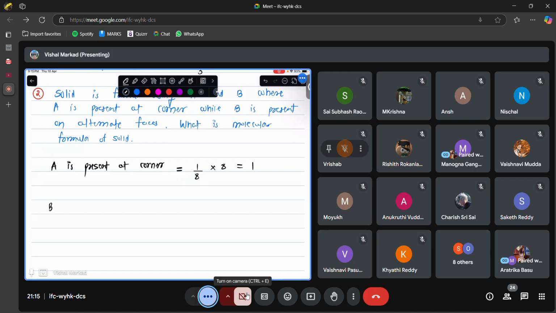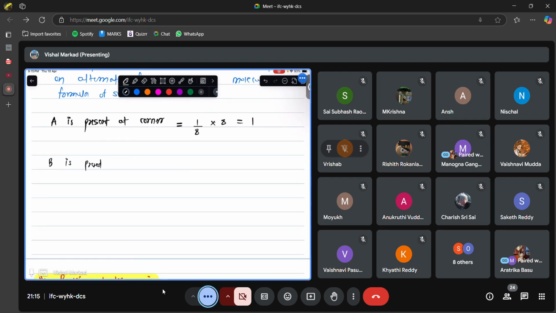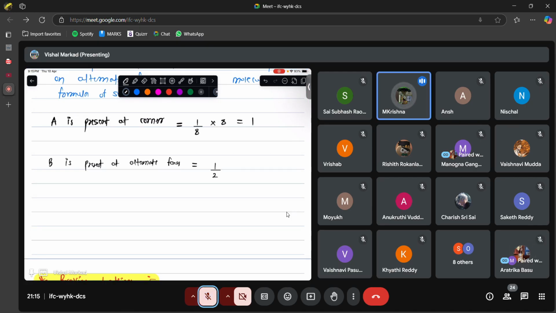Where is B present? On alternate faces. What is the contribution from a face? 1 by 2. Alternate faces means total how many faces we have to consider? Total 6 are there, so alternate means 3. Sir, but which 3? Alternate ones, any 3 you take. So total 3 by 2.